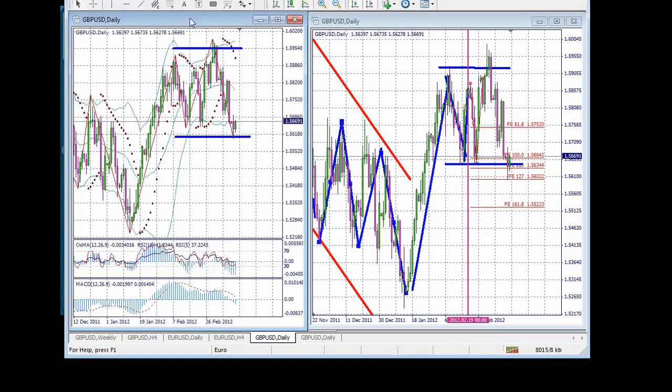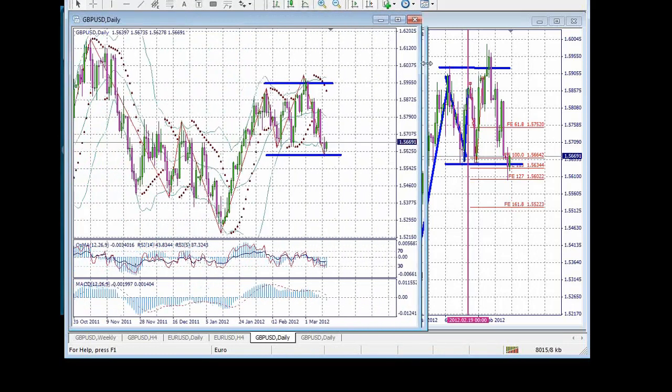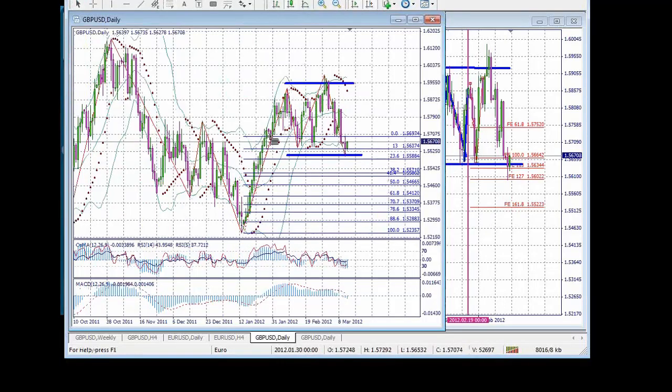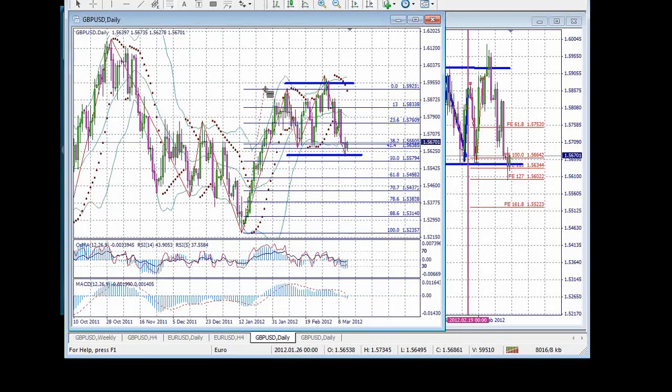The last important move on daily was this wave. So if I put Fibonacci on this wave, I can see that the channel was established around 38.2, 41.4 from this wave. But instead of continuing the uptrend, we have one corrective move that stopped at something like a half.